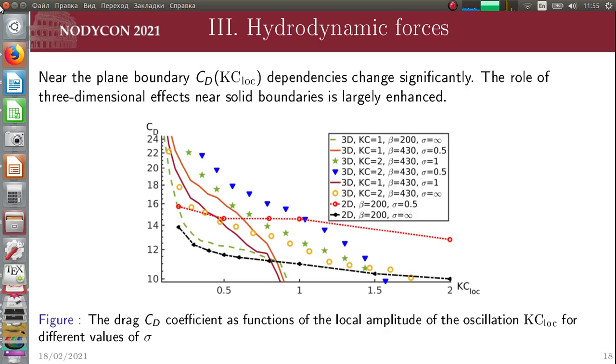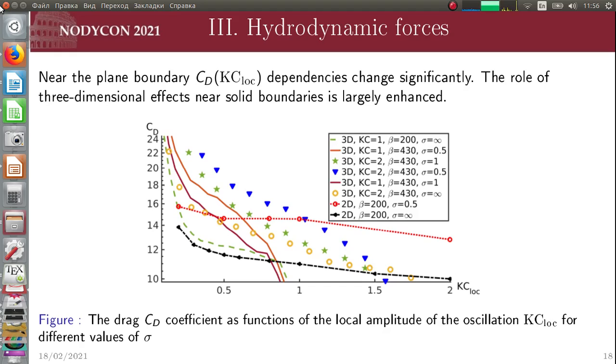These visible changes certainly affect the hydrodynamic forces. The values of the drag coefficient begin to change significantly as the gap to width ratio decreases to 1. The results of three-dimensional modeling indicate a significant increase of the values of the drag coefficient, especially in the region of small values of the local amplitude of oscillation.